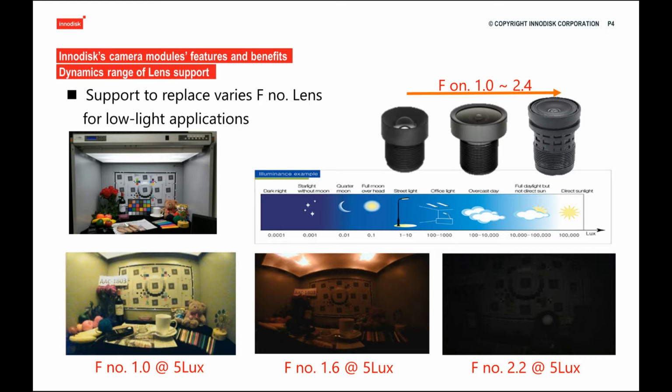Too little light leads to underexposure, where the image appears too dark, and too much light leads to overexposure, where the image appears too bright. In both cases, the detail in the image is degraded to such a degree that analysis of the image becomes difficult to impossible. Innodisk's camera solutions have lens options with a range of f-values from 1.0 to 2.4.